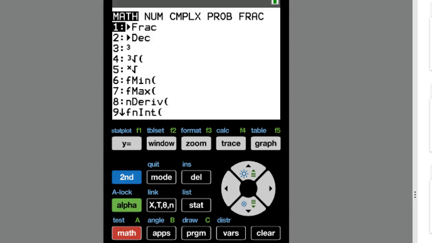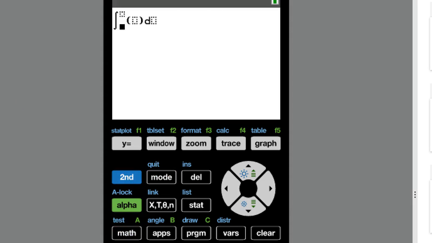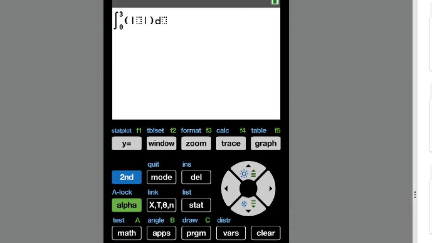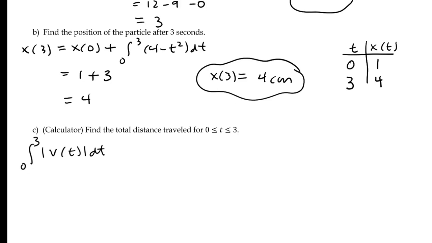So let's just hit math 9, and then we're going to integrate from 0 to 3. And what function are we going to integrate? The absolute value. Remember, we hit math, we go over to num and hit enter, and it's going to be 4 minus t squared, so 4 minus x squared, and then dx. And our answer is 7.667. Okay, so let's go back to our notes and write that down. Remember, for the calculator, I need you to write down the integral, which you did, and then the answer.